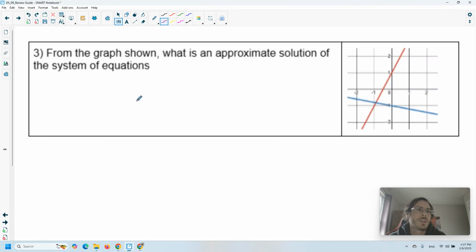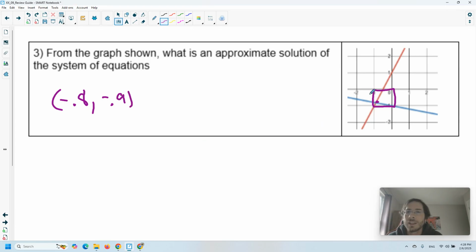All right, for 3, it says from the graph shown, what's an approximate solution to the system of equations? So again, we can see we're in this box. And we can see we're kind of down here. So maybe negative 0.8 for the x. And the y, maybe negative 0.9. It looks like it's a little bit closer to the line. Maybe not. As long as you're close, that's fine.